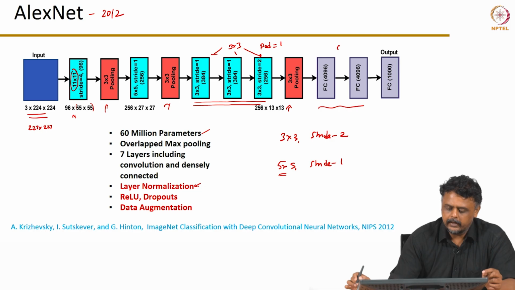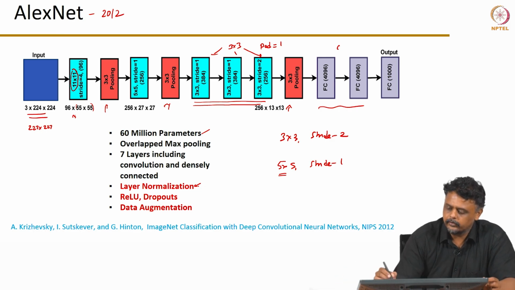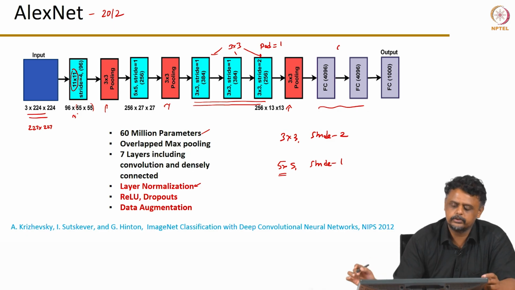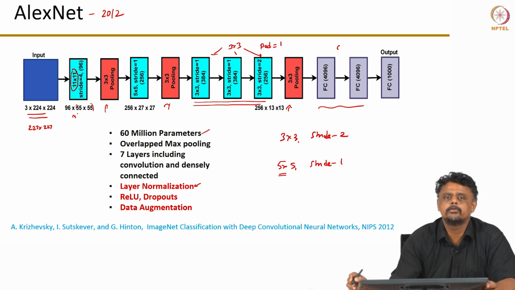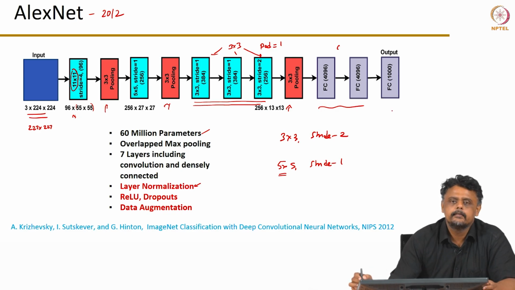Another thing about this network is that a lot of the computations happen in the earlier layers, because you have 11 cross 11, 5 cross 5 and 3 cross 3 convolutions. But if you look at the fully connected layers in the end, there are lots of parameters here. Most of the parameters come from here, because these 2 fully connected layers are like 4096 times 4096 weights.